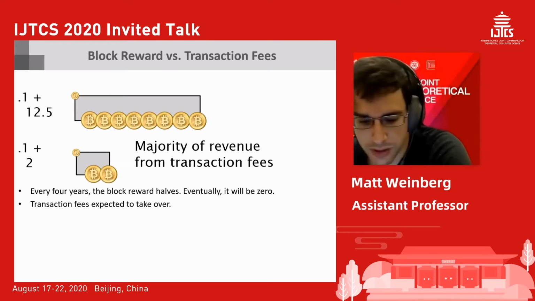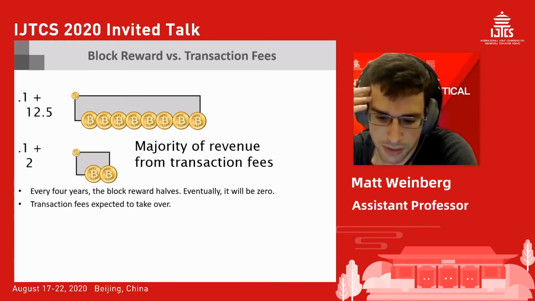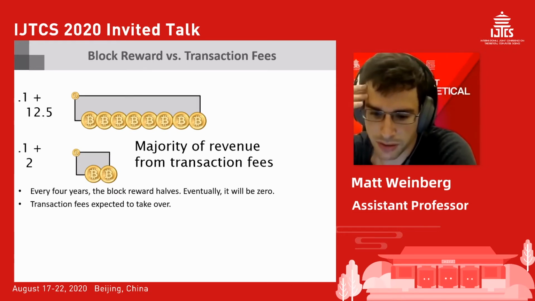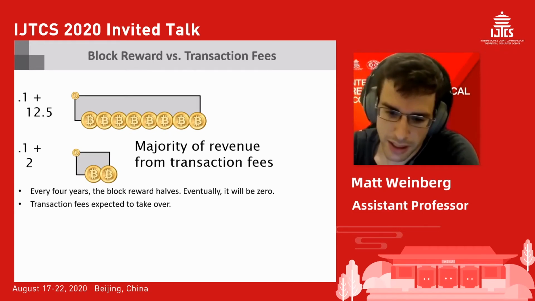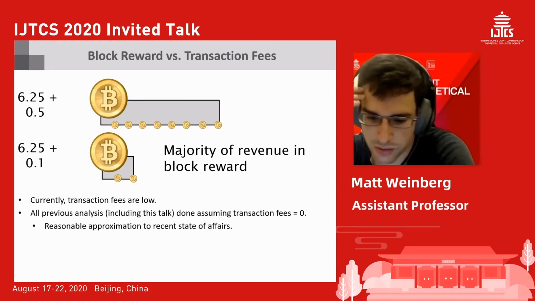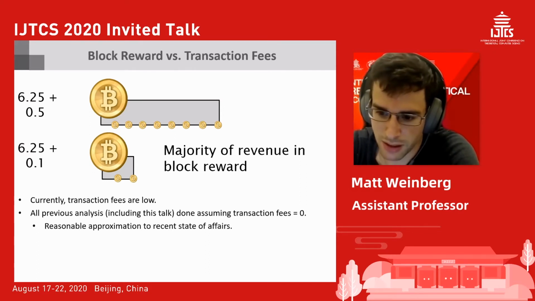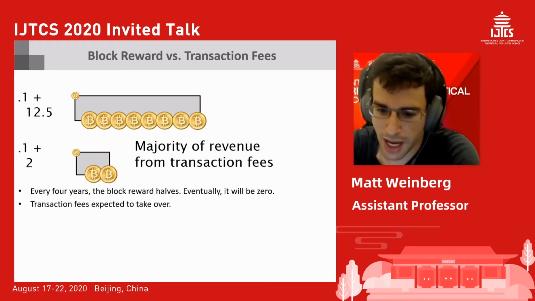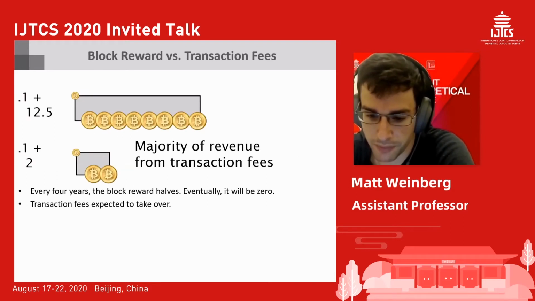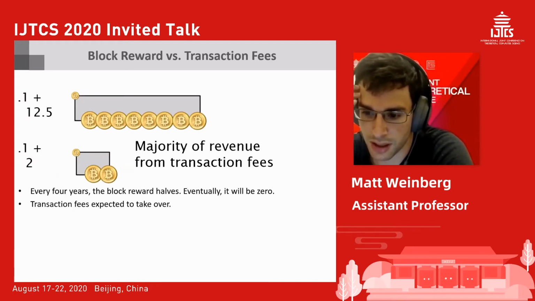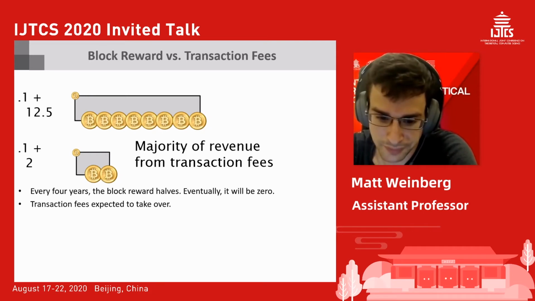But as you know, every 4 years, the block reward halves. Eventually, it's going to be zero. When this happens, transaction fees are expected to take over. So while previously variance in transaction fees between blocks meant very little, because it was changing the amount of reward you got by maybe 5%, now it would be a big deal if the transaction fees changed wildly from block to block.